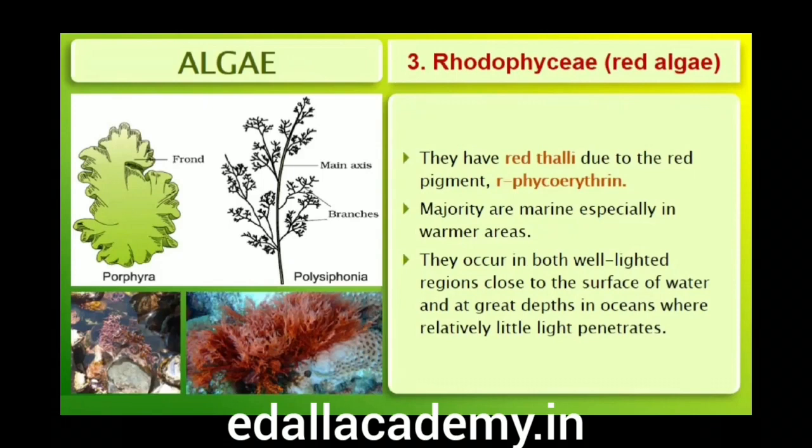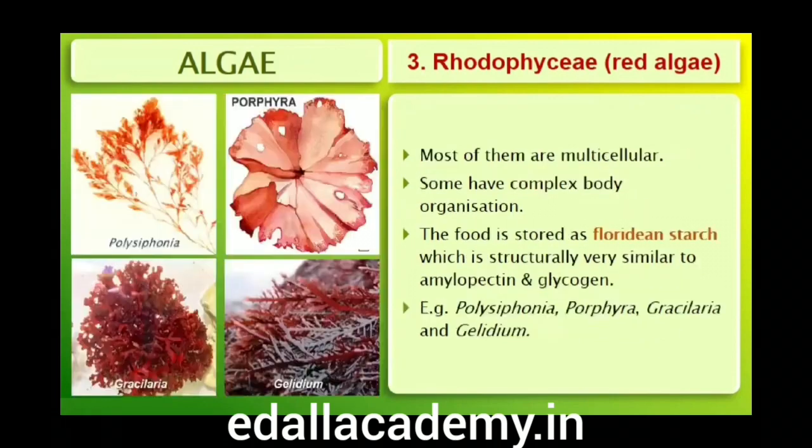They occur in both well-lighted regions close to the surface of water and also at great depths in oceans where relatively little light penetrates. The red thalli of most of the red algae are multicellular. Some of them have complex body organization. The food is stored as Floridean starch, which is very similar to amylopectin and glycogen in structure.